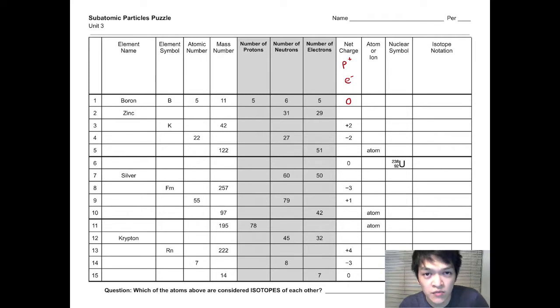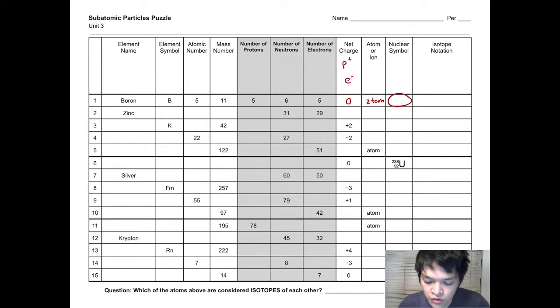An atom is something that has a neutral charge. It has no charge. An ion is basically an atom that has a charge, either positive or negative. So since our net charge is 0, this is an atom. Okay, so atoms have a neutral charge, no charge whatsoever.